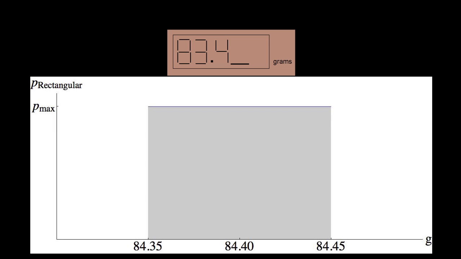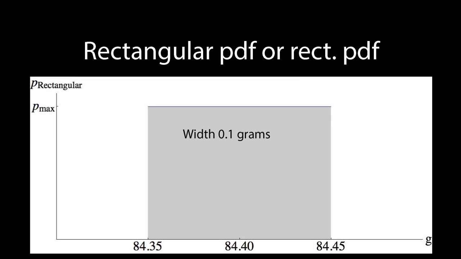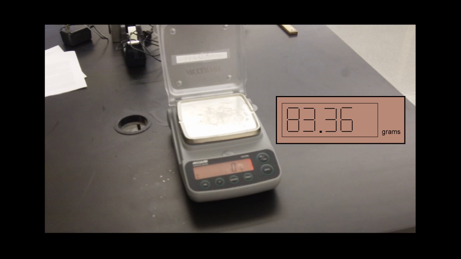It is rectangular in shape, since there is equal probability for any of the results inside this range. We will label this type of measurement a rectangular PDF. So, we measure the mass again with a more precise scale, and we get 83.36 grams. Is this now the actual mass of the block? No, we're still measuring an approximate mass.